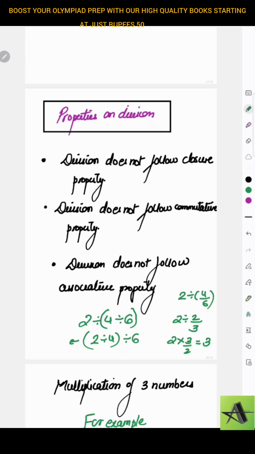So this will give me half. Half divided by 6. Again I'll do the same thing: replacing the division sign with multiplication and making the latter number reciprocal. So half multiplied by 1 over 6 will give me 1 over 12. You can clearly see both answers are entirely different. So this is the reason that division doesn't follow the associative property as well.